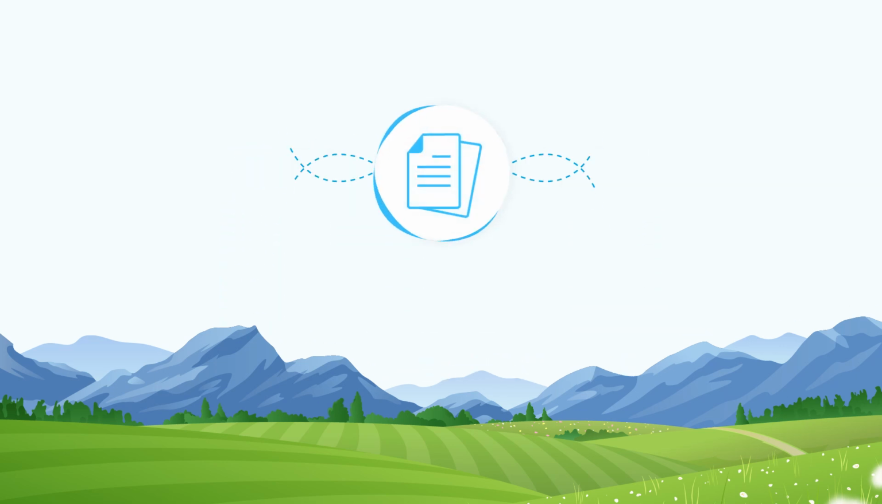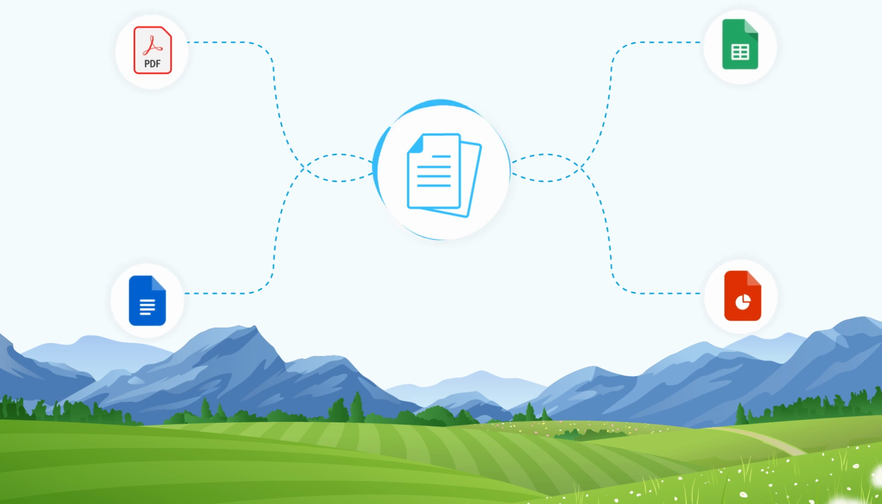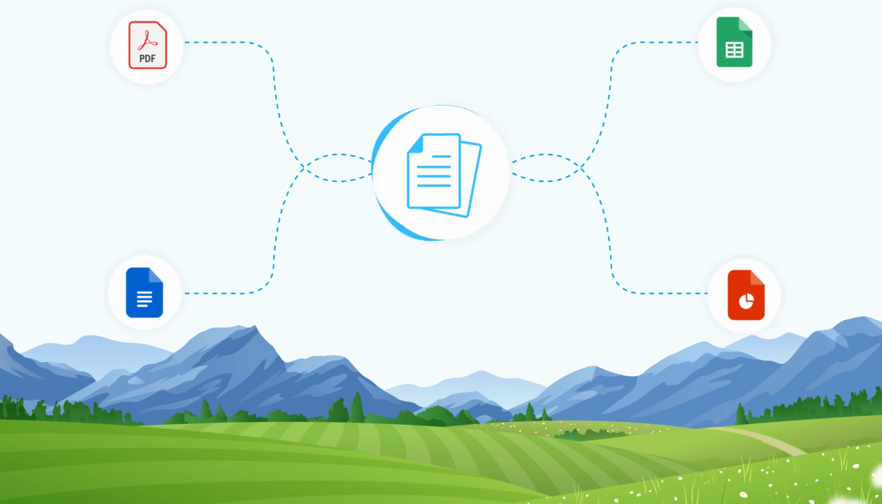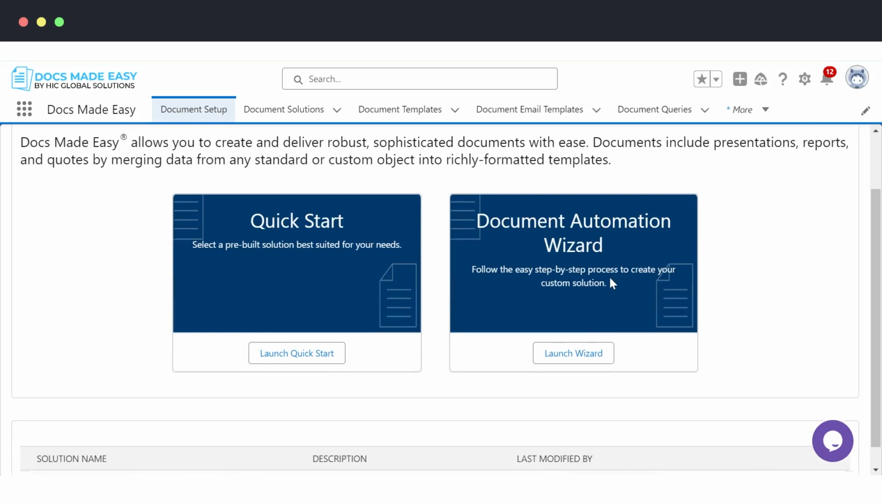In this video, we'll guide you on automating document generation with Docs Made Easy. To get started, open the Document Setup tab in the app. Here, you'll find two options: Quick Start and Document Automation Wizard.